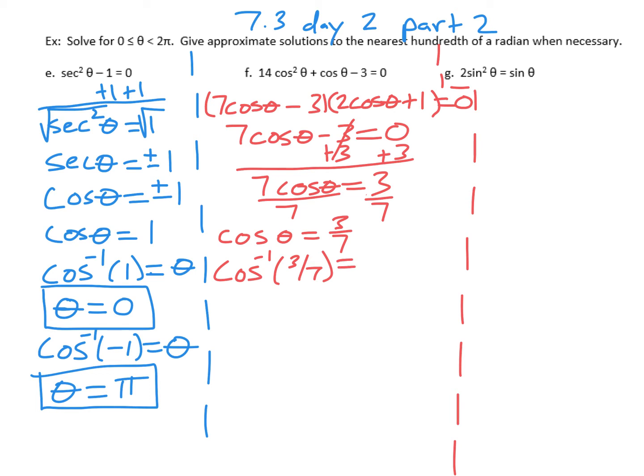Three over 7, not on the unit circle. Not on the unit circle. Use a calculator for that. Take the inverse, round it to the nearest hundredth, right? Make sure you're in radian mode. About 1.13. With cosine, if you're talking radians, you would take 2 pi minus your first answer, and we'd get 5.15.